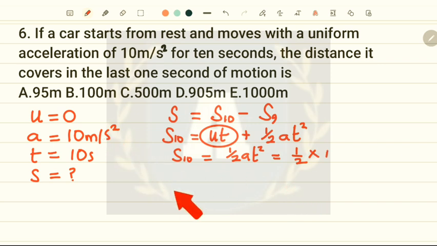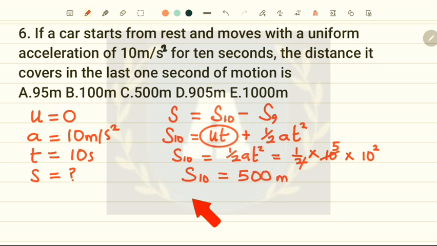Acceleration is 10 multiplied by time. Time is 10, then squared. So 2 here is 1, 2 here is 5. 5 multiplied by 10 squared, that is 500. So the distance at time 10 seconds is 500 meters. Then you will quickly find the distance at 9 seconds.